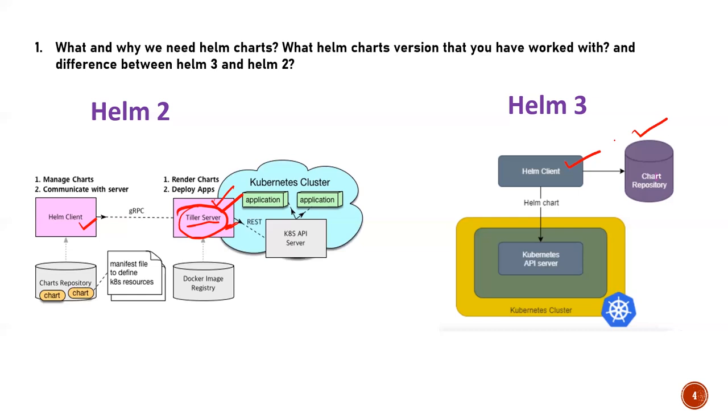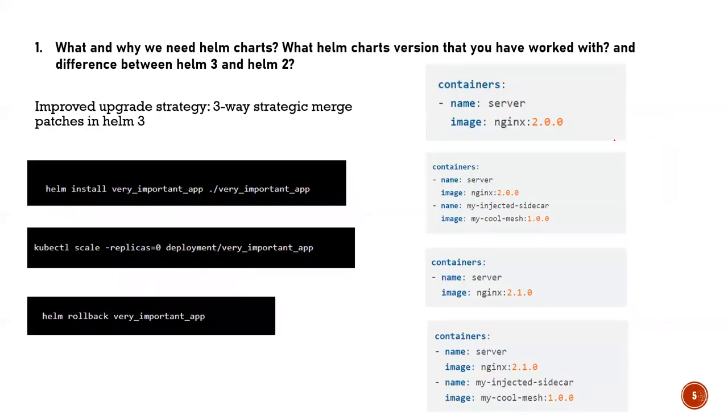In simple terms, the tiller component in Helm 3 has been removed, but it was there in Helm 2. In older Kubernetes clusters, there were no RBAC objects enabled. So that's the reason we had to create an altogether new kind of server in the Kubernetes cluster itself. And moving on, this is one of the major differences, and there are many other differences also.